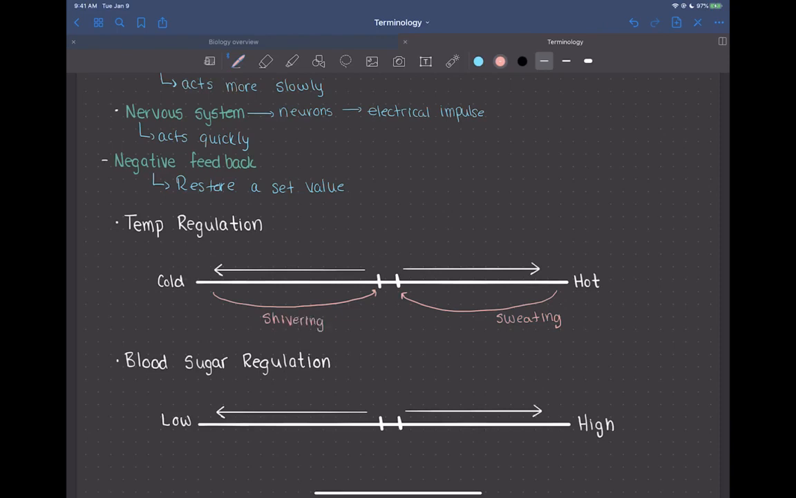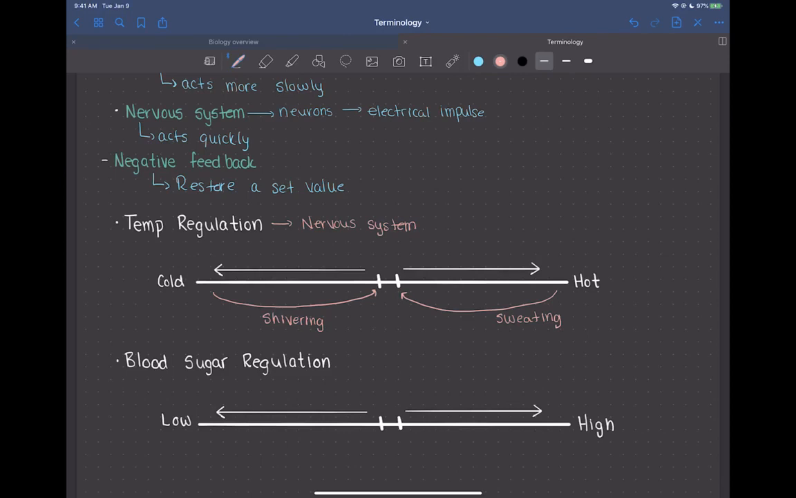Okay, so shivering and sweating are both negative feedback mechanisms, right, and this is controlled in this example by the nervous system. And so it happens very quickly. So this is an example of negative feedback controlled by the nervous system, so that's temperature regulation.